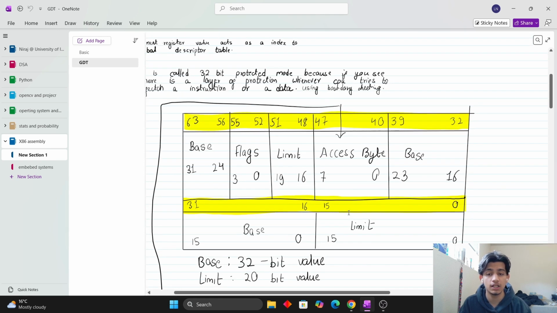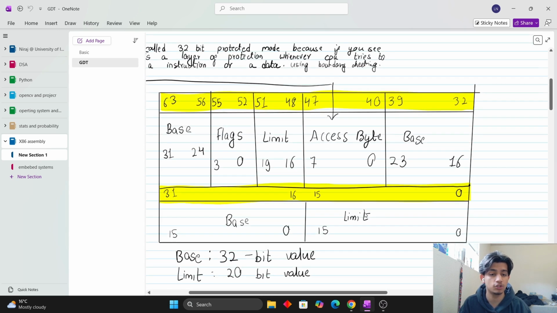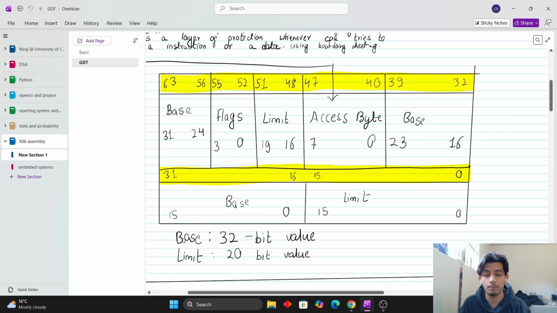So this is the diagram that I made to understand each entry. It will contain a base, a limit, an access byte, and flags. The access byte and the flags are the two really important things that describe the segment in memory. Later in the video, we will go much deeper into the access byte and flags. But for now, let's just understand the limit and the base.